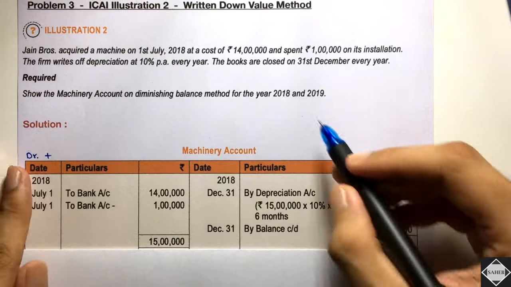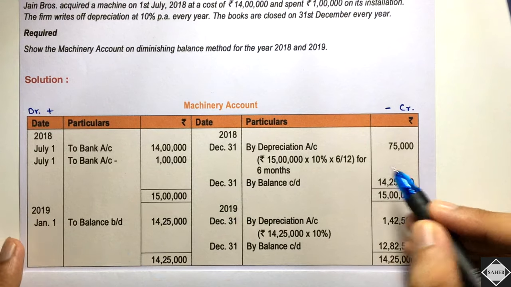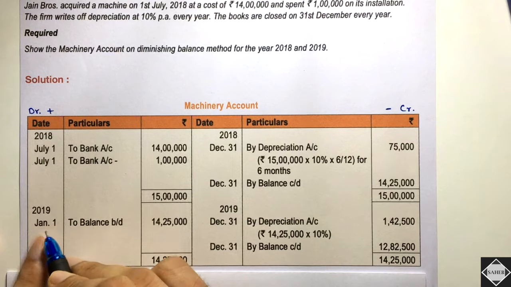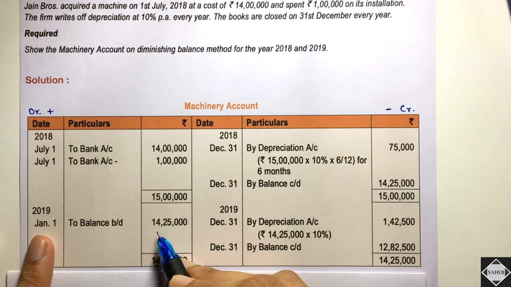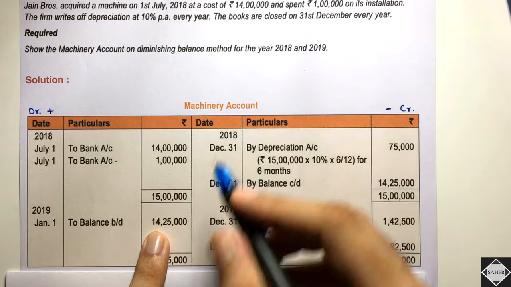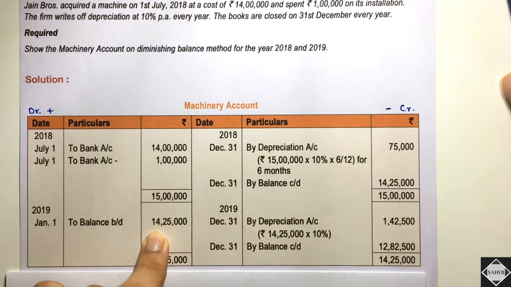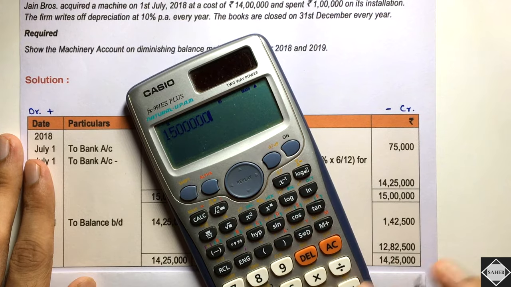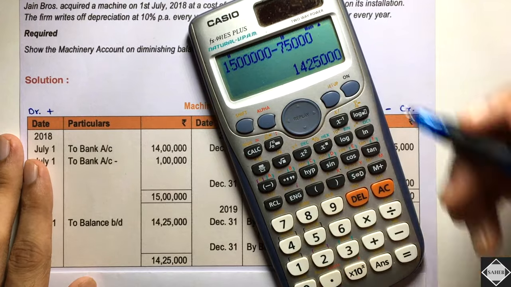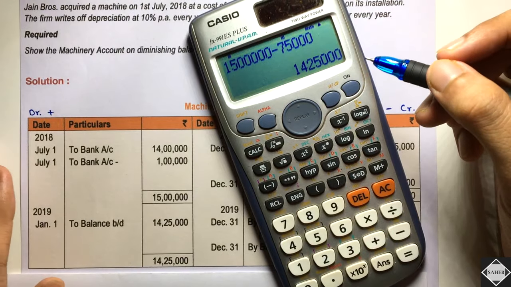Now in the next year, they have asked for 2019 also. So in 2019, what will happen? This closing balance of 2018 will become the opening balance. This will flow over here. 2019 January 1st opening date, to balance brought down, 14,25,000. This came from here. And what is this? This is the written down value of this machine. You can also say carrying value, book value. See here, understand, 15 lakh was the cost. You calculated 75,000 depreciation for 2018 proportionately. So what is the written down value? Book value, carrying value, after deducting the depreciation, it's 14,25,000, isn't it?